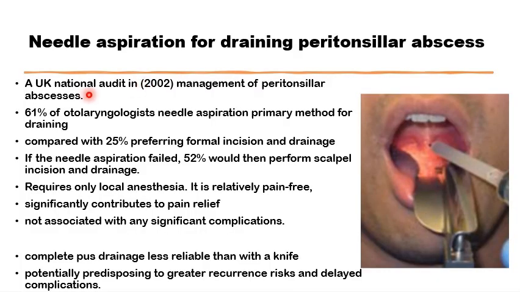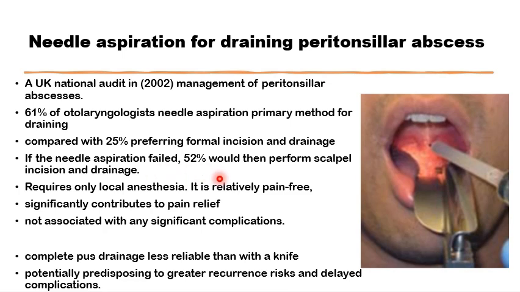A UK national audit in 2002 showed that most of the UK consultants, more than 60% of them, would start with needle aspiration as the primary method of abscess drainage, compared with only 25% of the consultants who would prefer to start with incision and drainage straight away. If the needle aspiration fails, then half of the consultants would then perform the incision and drainage.